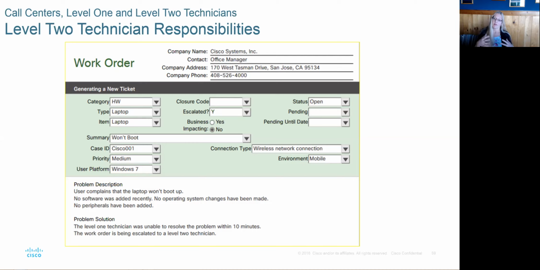Our level 2 technician responsibilities. The level 2 technician is going to take all of the information that the level 1 tech got, along with all the questions and answers that the level 1 tech got, and then dig a little bit deeper.